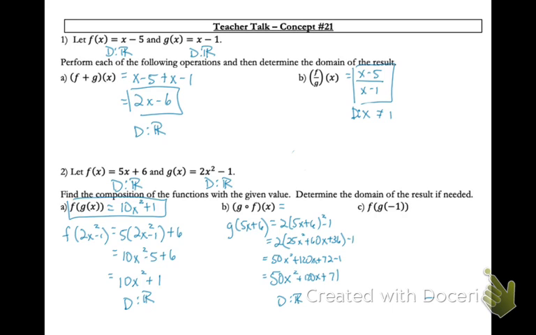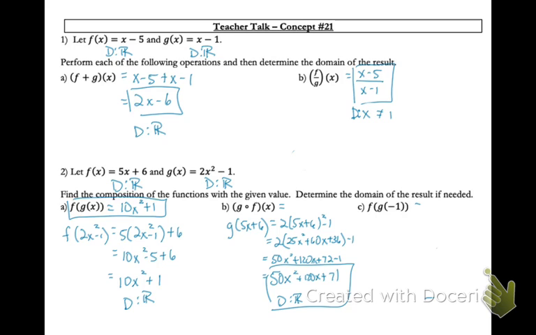And actually, when I went back and looked at that, I realized when I square 5x plus 6, I'll actually get 60x, and then I need to take that times 2. So our final function answer will be the quadratic 50x squared plus 120x plus 71, and our domain will be all real numbers.